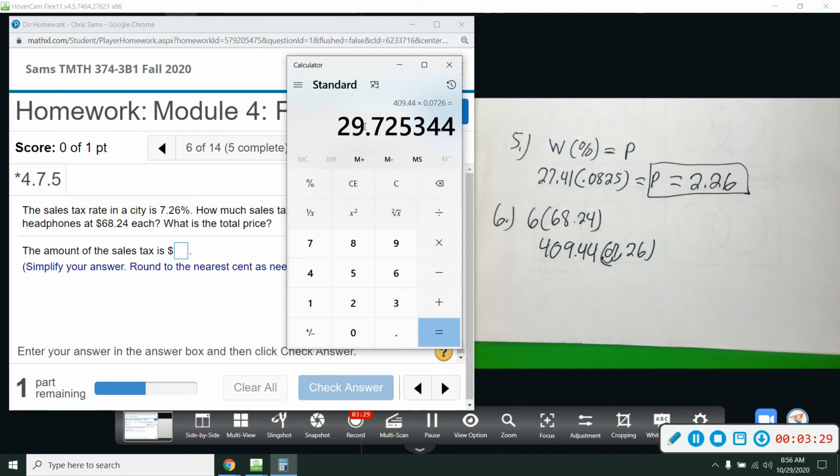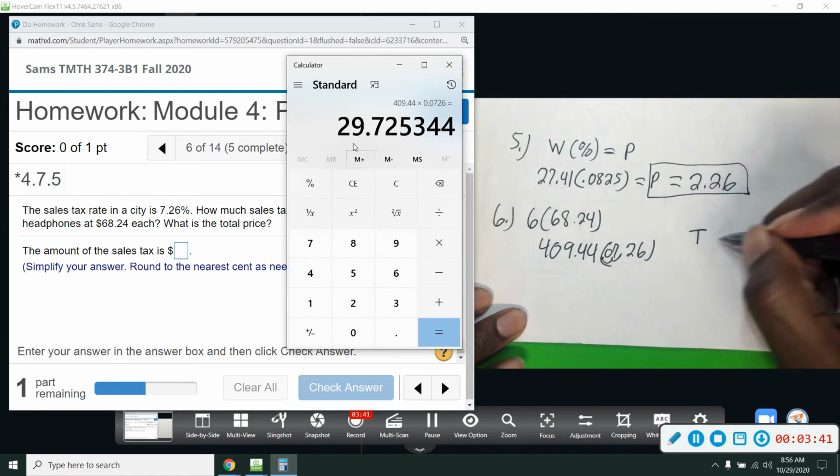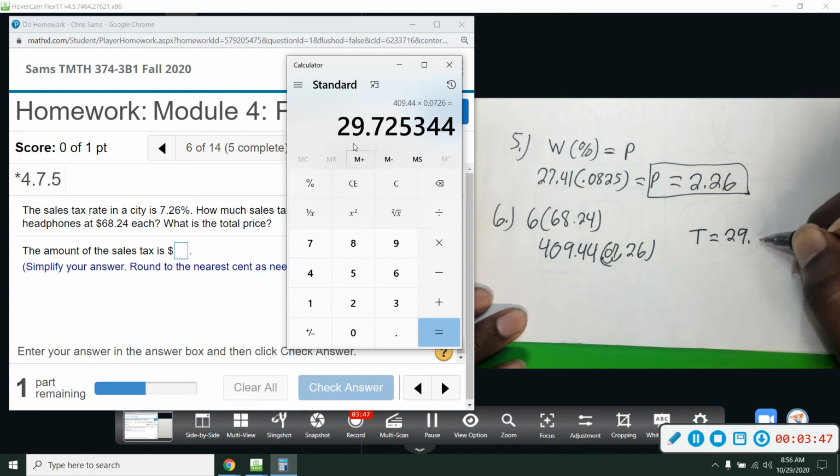All right, so that gives us a tax amount of $29.73. We'll round that. So the tax is 29.7, and that's 25, but that 5 will round the 2 up, so it's 29.73. All right, so this is the tax amount.